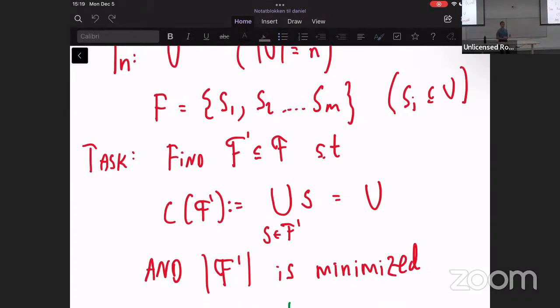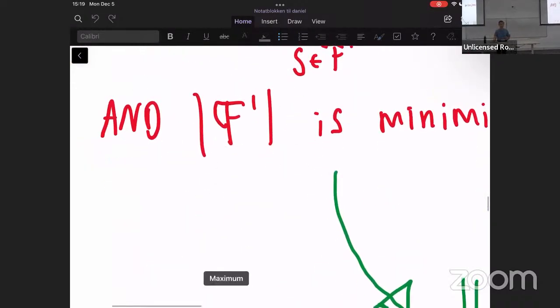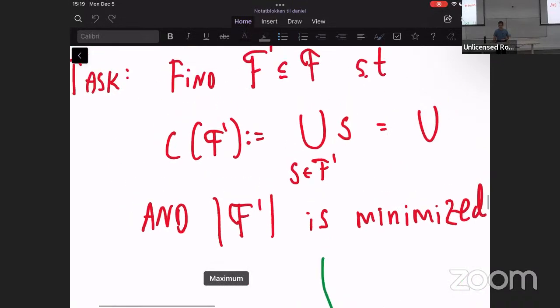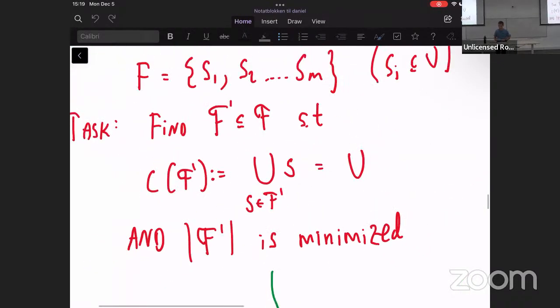So for every set in F, you either pick it or you do not pick it, so that you minimize the number of sets that you do pick, and so that the union of the sets that you do pick is all of the universe. So I'll define the coverage of F prime, or C of F prime, to be the union of all the sets in F prime, and I want C of F prime to be the entire universe. So that's my problem. This, of course, encodes vertex cover, as we observed previously.